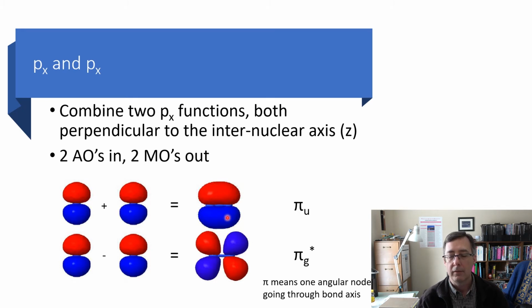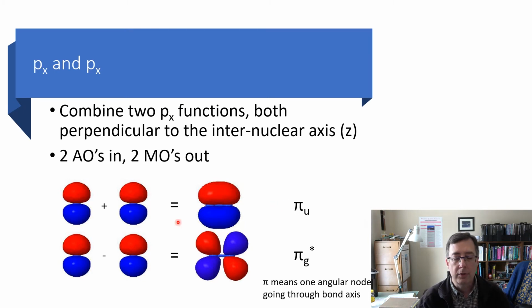And this guy, if I look down the bond axis, is he cylindrically symmetric? No, because if I look up, he's red, but if I look down, he's blue, and that's not the same. It does a 180-degree sign change. It goes from positive to negative, or vice versa, as I rotate around the bond axis. And so that is called a pi orbital. Or if you like, you could say that there's an angular node that runs through the bond axis. So it's a pi orbital because of that.